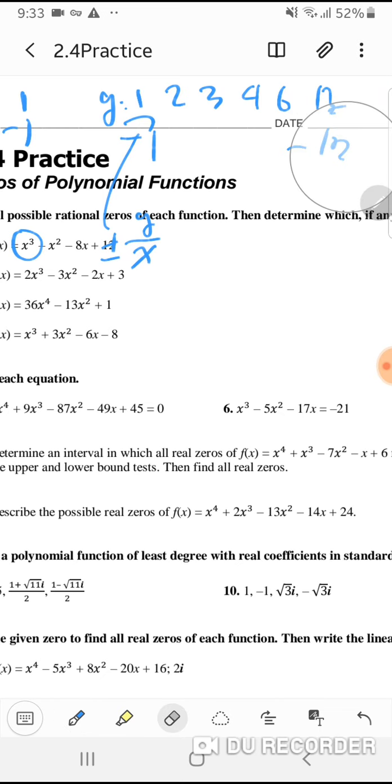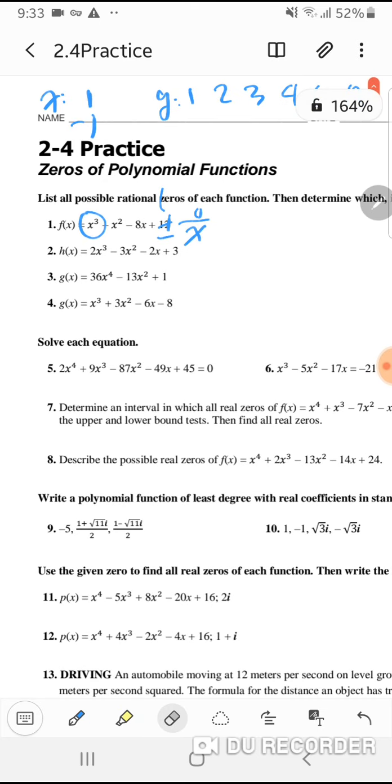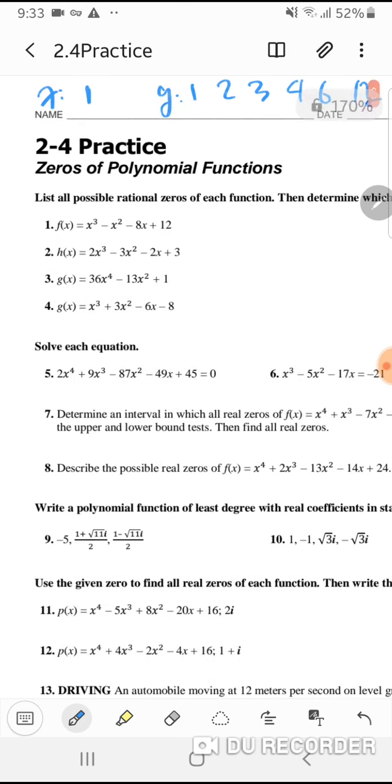Okay, negative. I tend to say minus because that's what I usually say. But in American English, we're supposed to say negative, but I'll just say minus because people still understand.